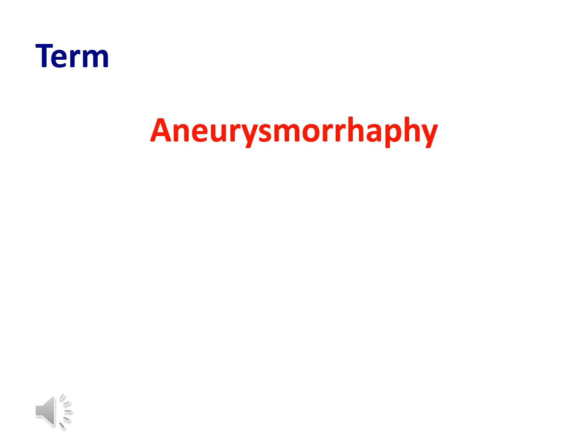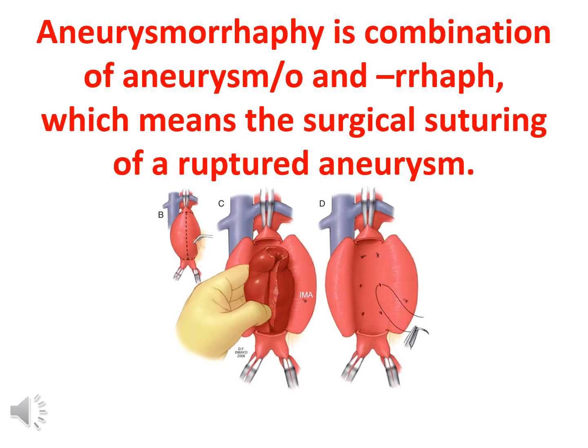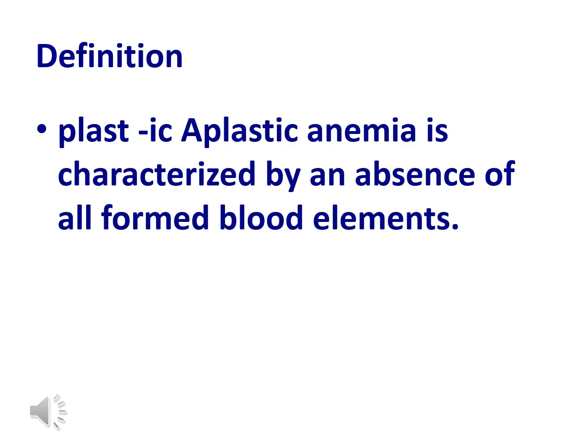Aneurysmorrhaphy. Aneurysmorrhaphy is a combination of aneurysm/o and raph, which means the surgical suturing of a ruptured aneurysm. A means what? A means absent, not without. For example, aplastic anemia is characterized by an absence of all formed blood elements.